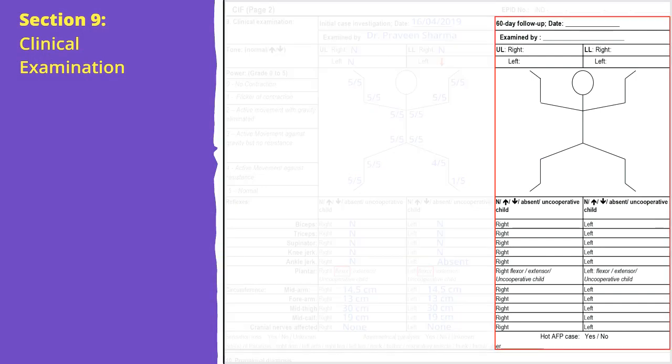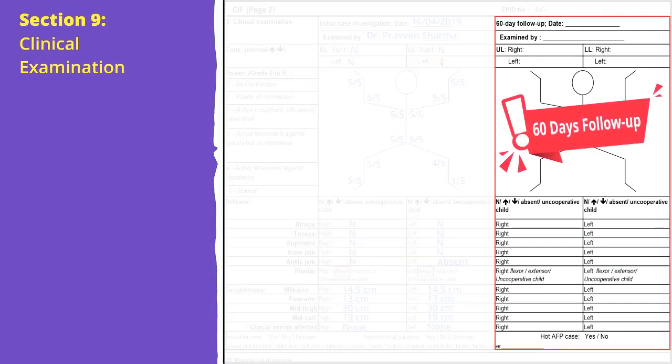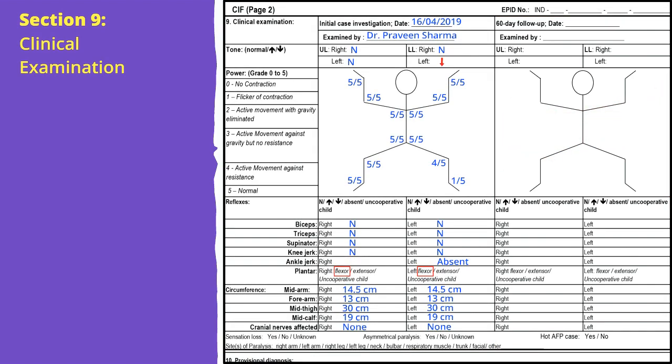Same clinical examination has to be done after 60 days of onset for inadequate AFP cases and cases with poliovirus isolation in stool. Further, in Section 9, encircle about loss of sensation, symmetry of paralysis, site of paralysis, and whether case is a hot case or not.